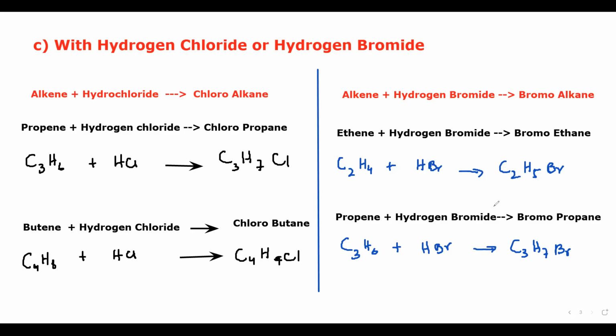If propene plus hydrogen chloride, chloropropane. If propene plus hydrogen bromide, it will give bromopropane. Is it clear? The two reactions, one with hydrogen chloride, another one with hydrogen bromide.